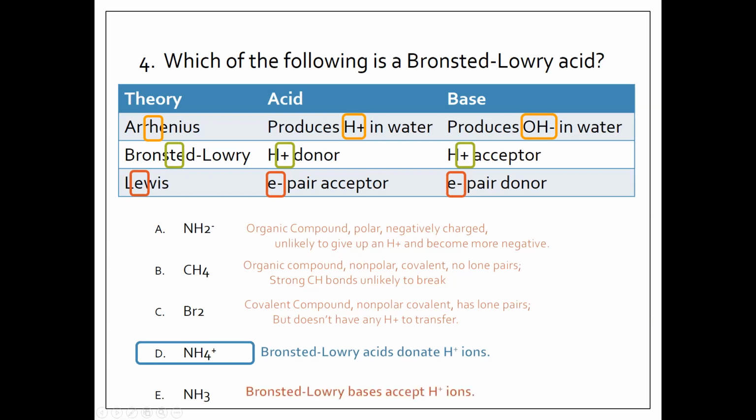And then because you've got the lone pair on the nitrogen of ammonia, it's more likely to accept protons than to give them up. So the NH3 is the conjugate base, the NH4 plus is the conjugate acid. But since it's going to be a proton donor, this is why we classify it as a Bronsted-Lowry acid.